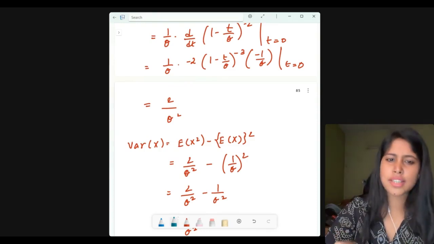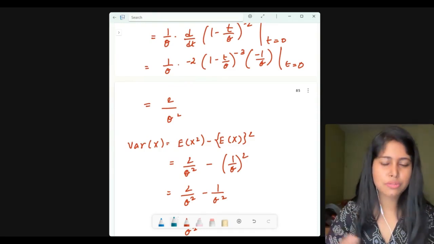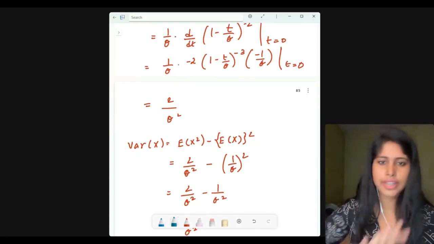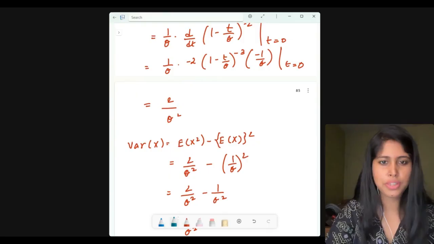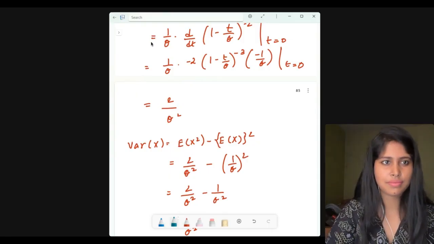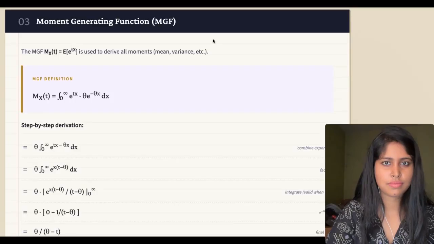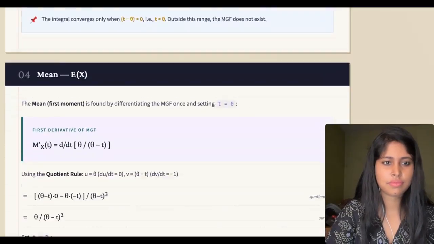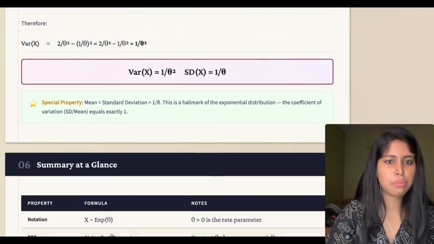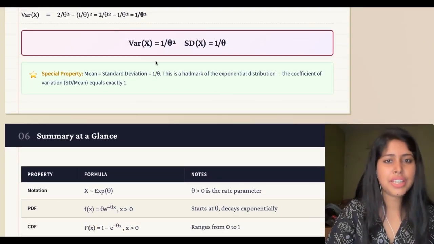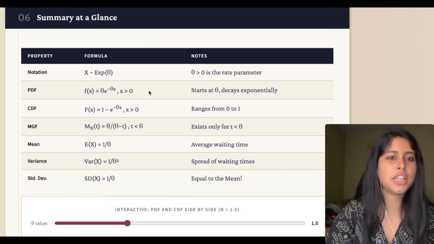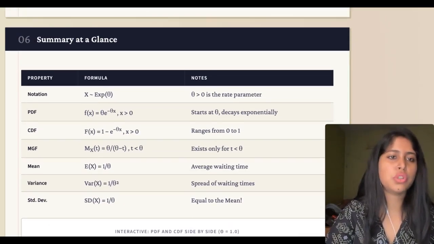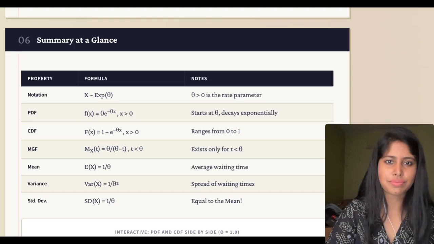Now I'm just changing the slide to my html file which I made. Okay, so we will get a quick summary of what we did today in class. Okay, just a moment. Okay, we have studied the mean, the variance, and the standard deviation, everything. This is the special property which I was discussing, and now we will come to the summary at a glance.